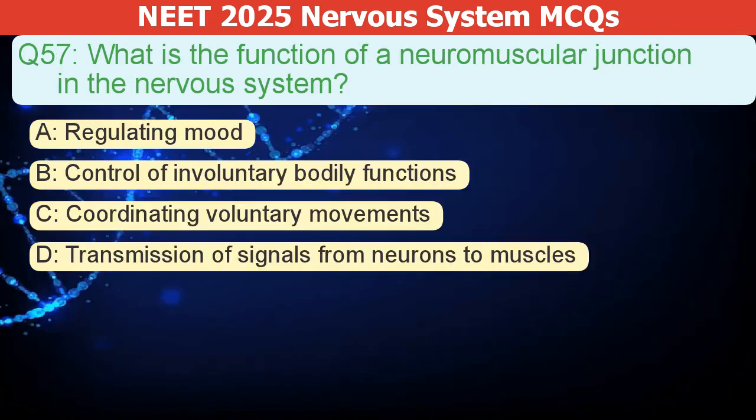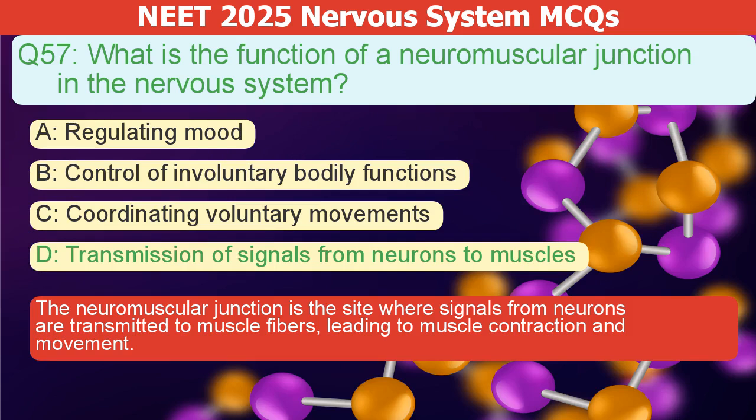What is the function of a neuromuscular junction in the nervous system? A. Regulating mood. B. Control of involuntary bodily functions. C. Coordinating voluntary movements. D. Transmission of signals from neurons to muscles. The correct answer is D. The neuromuscular junction is where signals from neurons are transmitted to muscle fibers, leading to muscle contraction and movement.